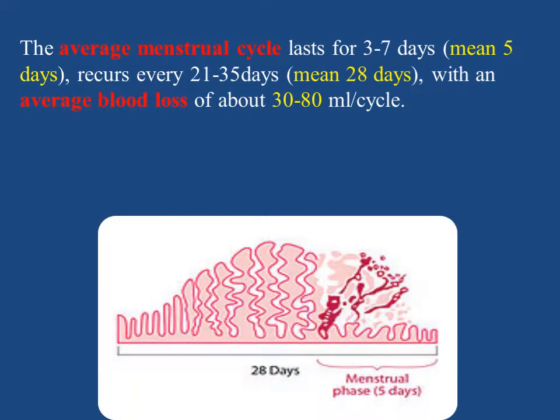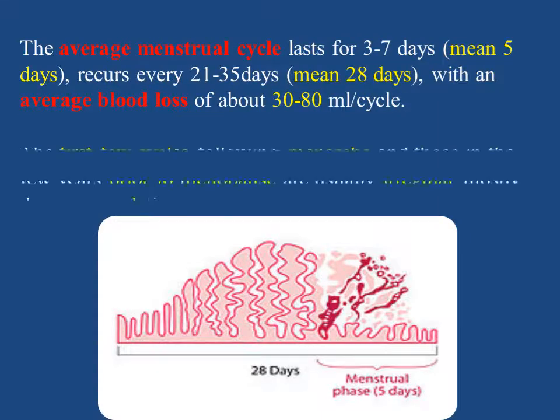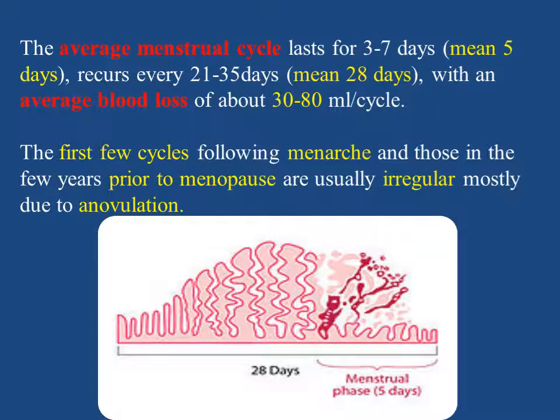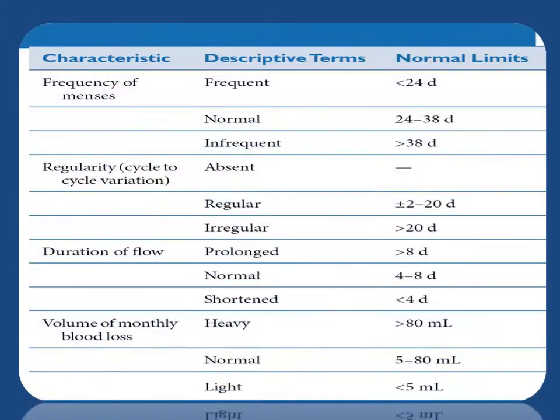The average menstrual flow lasts 3 to 7 days, mean 5 days, and recurs every 21 to 35 days, mean of 28 days. It has an average blood loss of about 30 to 80 ml per cycle, with the first few cycles following menarche and those prior to menopause usually irregular, mostly anovulatory.